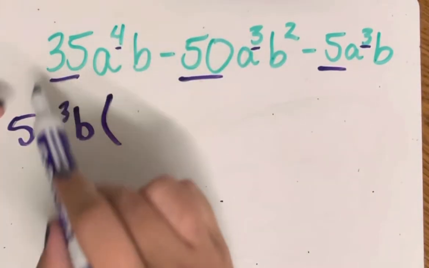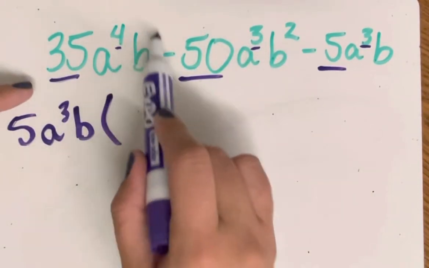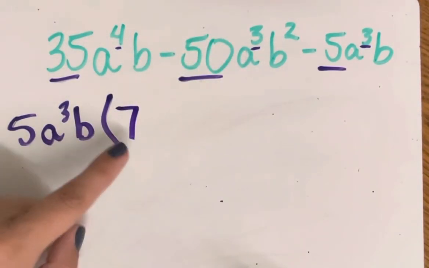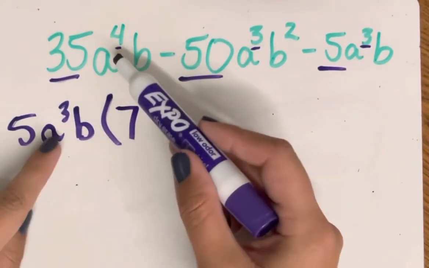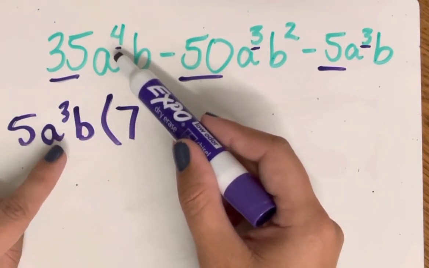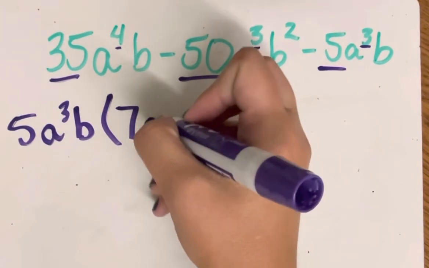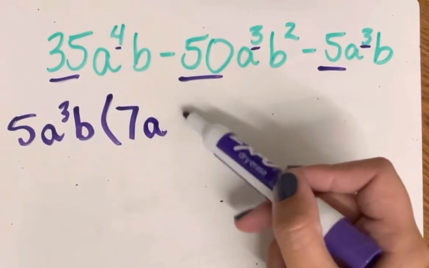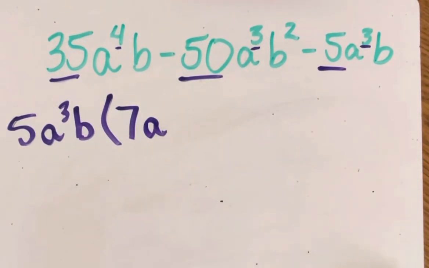When I divide out 5a cubed b from this first term, I'm left with 7. 35 divided by 5 is 7. Looking at the a's, I have a to the 4th and a to the 3rd. When I divide those, I'm left with just a to the 1st. b divided by b is just 1, so there isn't going to be a b here.